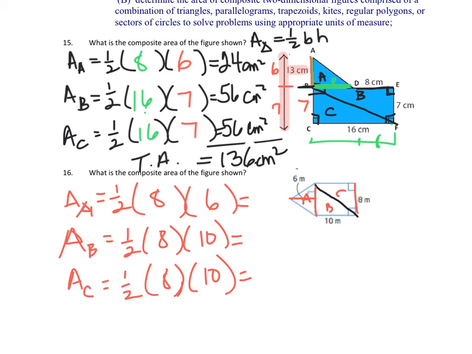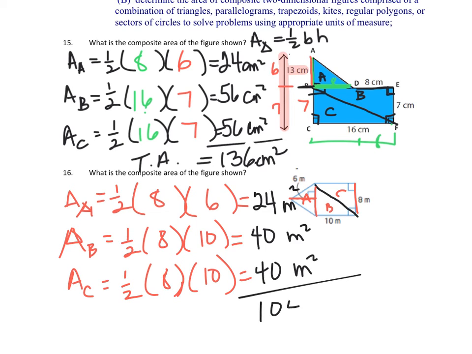So, 4 times 6 is 24. 4 times 10 is 40. These are all meters squared. 24 plus 40 plus 40 is 104, our total composite area.